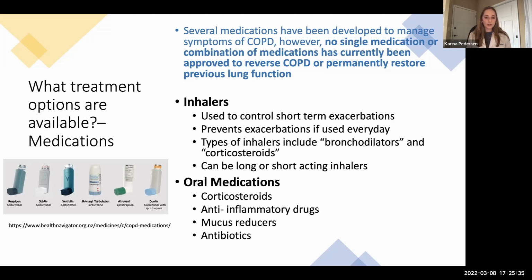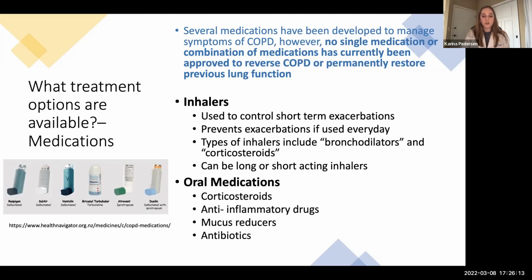We also have oral medications. Oral medications include corticosteroids and general anti-inflammatory drugs, drugs that reduce the mucus that has been produced in your lungs, and antibiotics to prevent infection. The oral corticosteroids also work like the inhalers do to prevent future exacerbations of COPD, and to reduce inflammation in the lungs as well. The anti-inflammatory drugs, some of them have a little bit of a different mechanism, but ultimately they do the same thing.